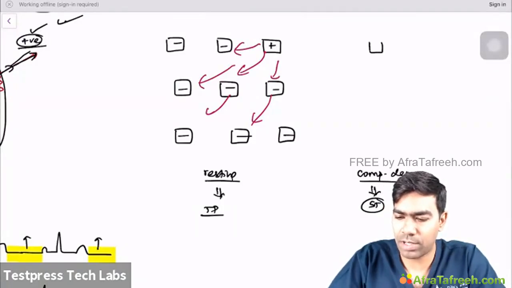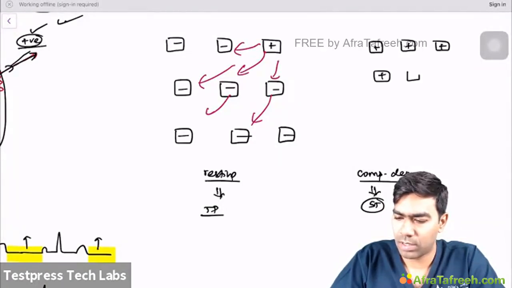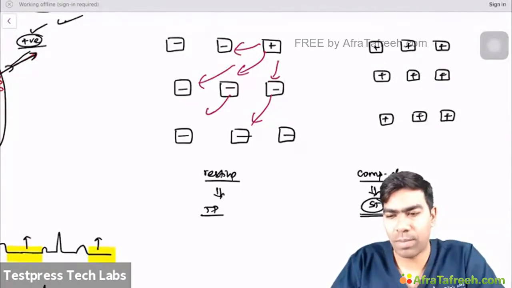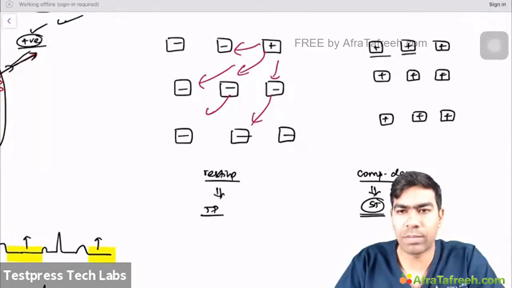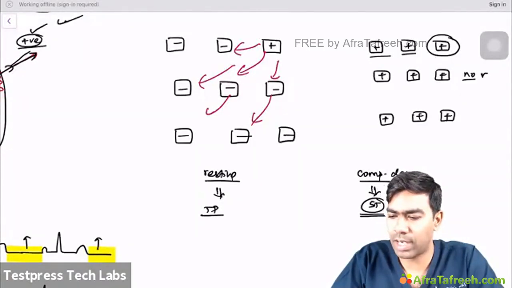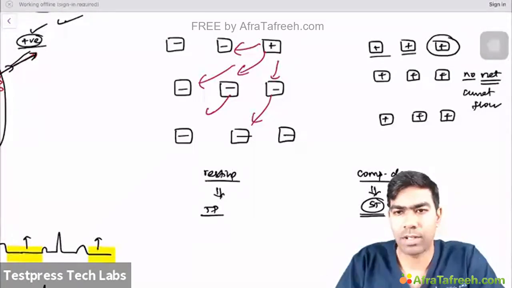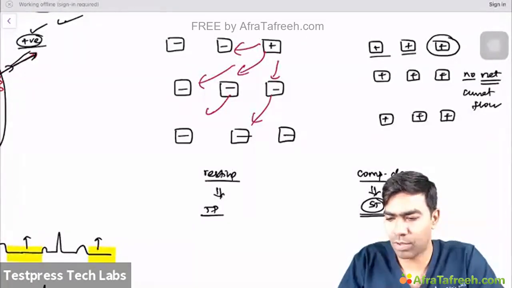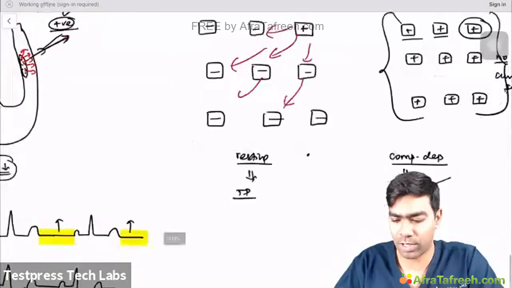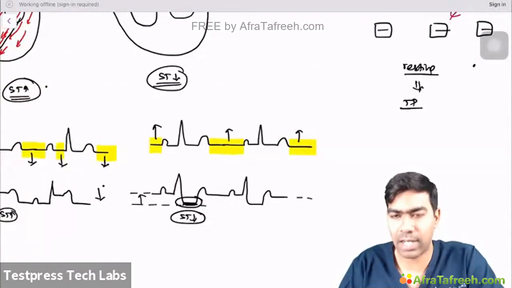In the completed depolarization state, you are having positive inside completely. And you will not have any net current flow. And that's why you're getting an ST segment at this point. Because the other cells are also becoming positive and the injured area is already positive and it's getting depolarized, there will be no net current flow here. No net current flow during the ST segment. So during the ST segment, because there is no net current flow and all the areas are positive during the completed depolarization phase, the ST segment remains at the same level.